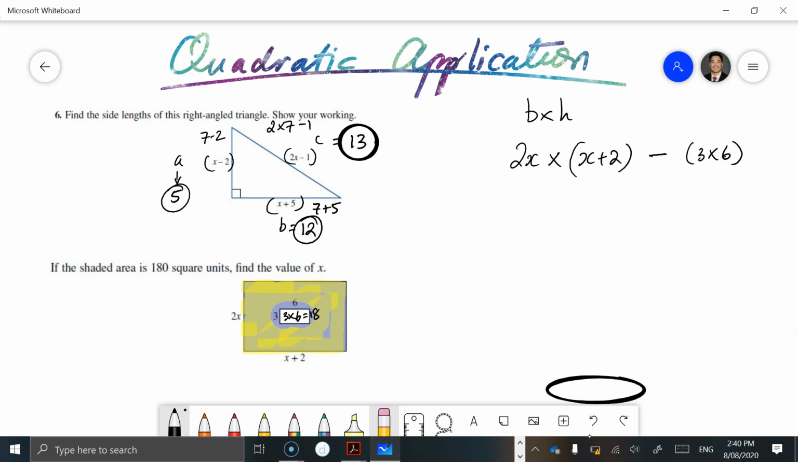We're going to multiply these two. Going to expand that, which is then 2x times x is 2x squared, and 2x times 2 is 4x. And we're going to subtract 3 times 6, which we've worked out was 18. What we do know is that the shaded area is 180 square units. So that is equal to 180.